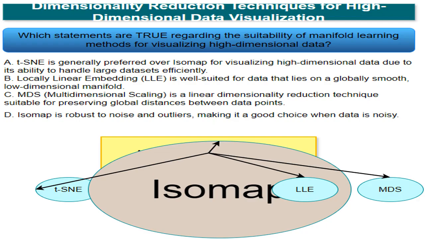MDS stands for multidimensional scaling. It's a dimensionality reduction method. Now, a common misconception is that MDS is linear. It's not. It is a nonlinear technique that focuses on preserving the distances between data points in the lower dimensional space. I think of it as trying to maintain the original relationships between data points, even after simplifying the dataset.